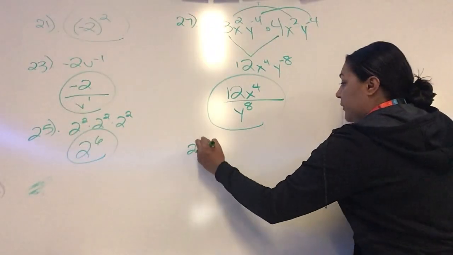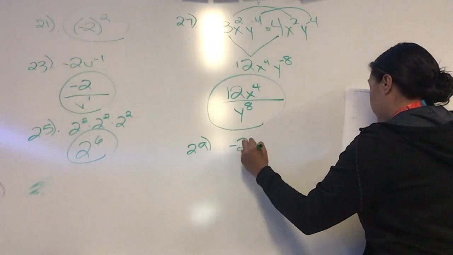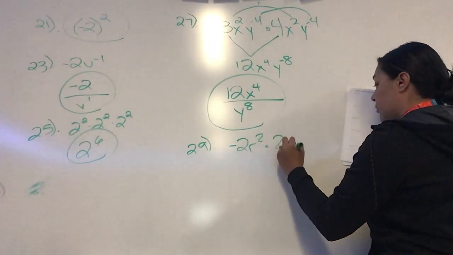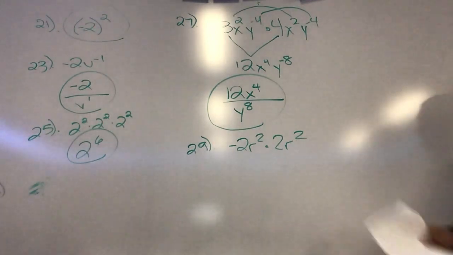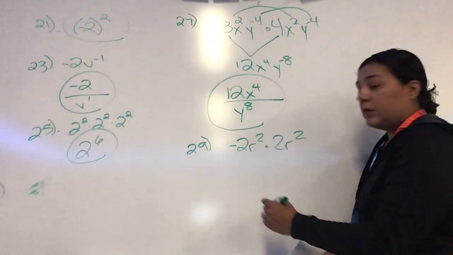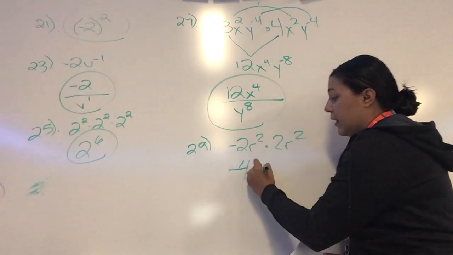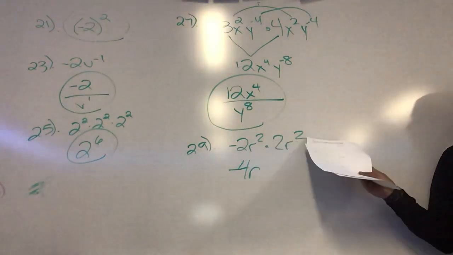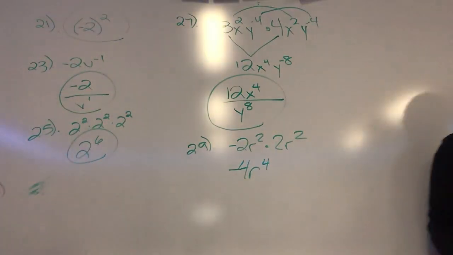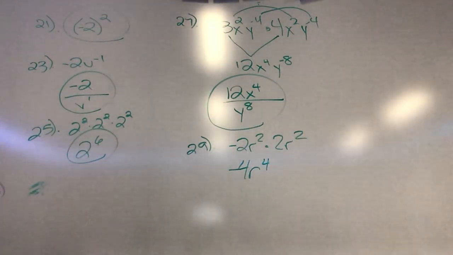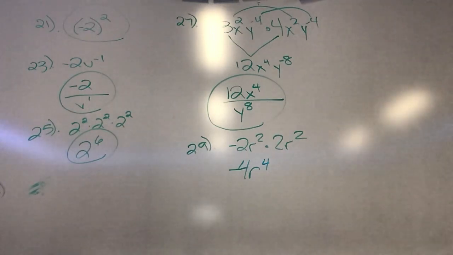Okay, 29. I got negative 2r squared times 2r squared. Okay, same thing. We multiply the bigs. What are you going to get? Negative 2 times 2. Negative 4. And we add up the littles. So 2 plus 2. Do we have any negatives? No. Okay, so we're only looking at the exponent. So this is going to be our answer.